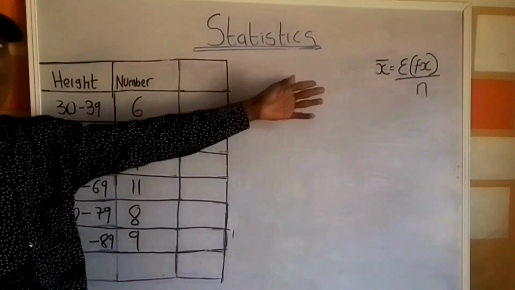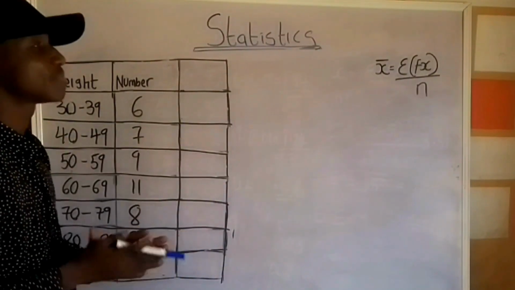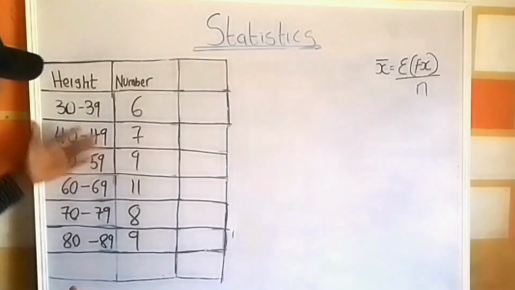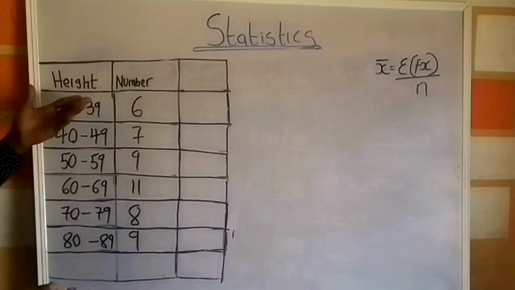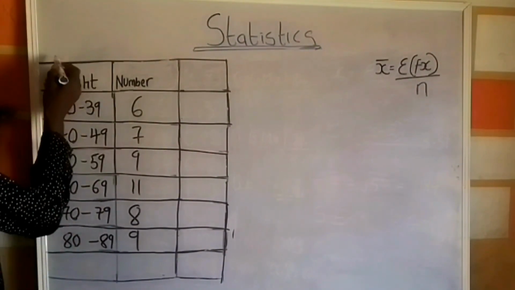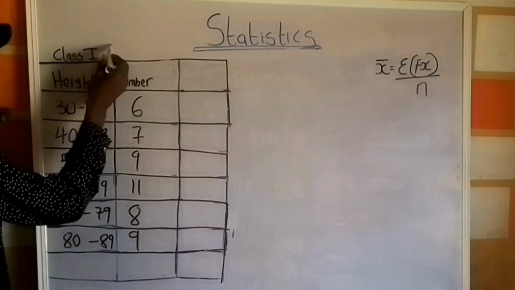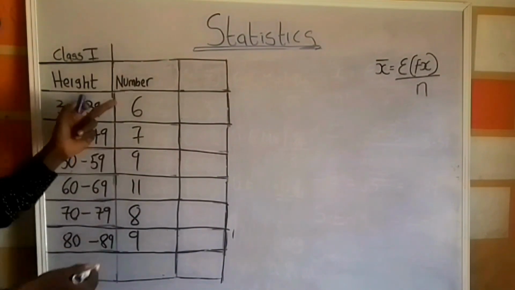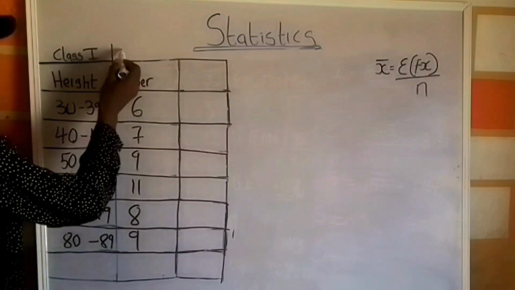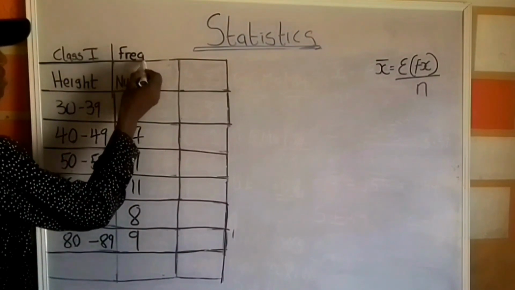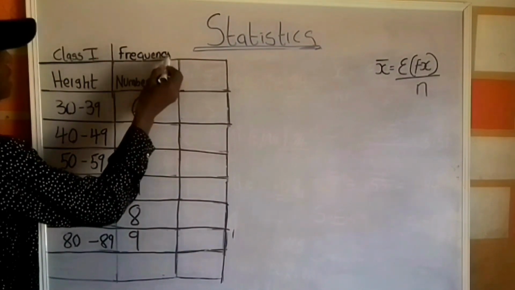So this is the formula for calculating the arithmetic mean of a group data. Yes, this is a group data because we have the class interval, which is the height. And we have the numbers of plants, which will be the frequency. So I will have the frequency in this place. The frequency is also the same thing as the numbers of plants.